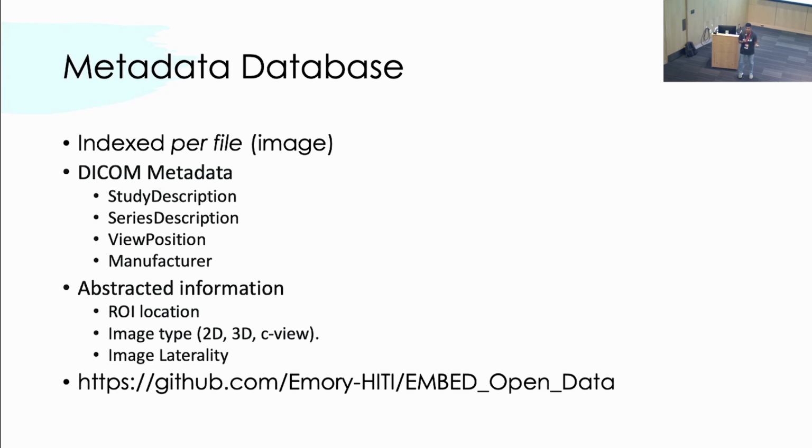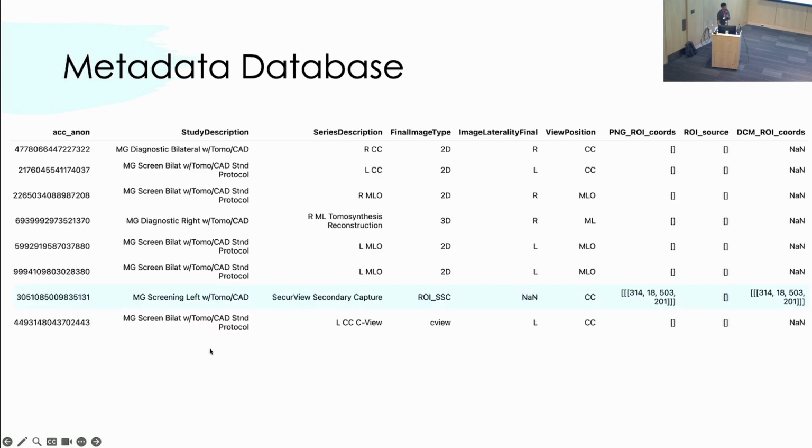So a negative screening exam in MagView will have one entry because there's nothing to describe. It'll just say it's negative. You go to the metadata table, and there'll typically be 4 files in the metadata table, one that represents each view. Along with those files will be the study description, series description, the view, the manufacturer, and then the stuff that we added, like the location of the ROI, the image type, which we'll talk about tomorrow, 2D, 3D, or C view, and the laterality, which we had to do some gymnastics to abstract.